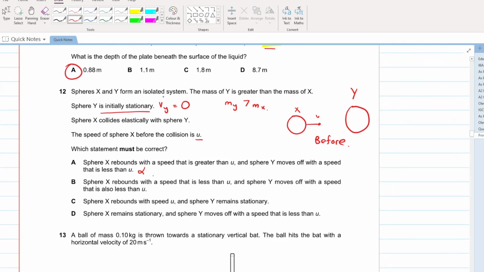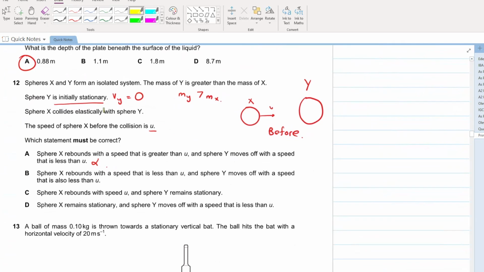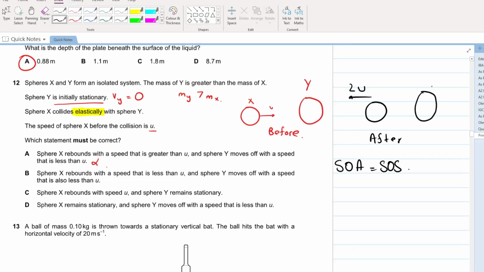Sir, how do you know that? Beta, can you read this word, elastically? If you are having an elastic collision, that means the speed of approach should be equal to the speed of separation. According to option A, object X is moving with a velocity greater than u, let's say 2u, and Y is moving with a velocity less than u, let's say 0.5u. Can you see the speed of separation is greater than the speed of approach?